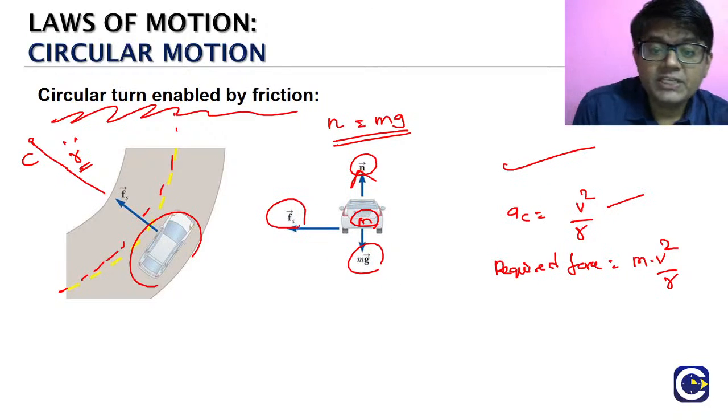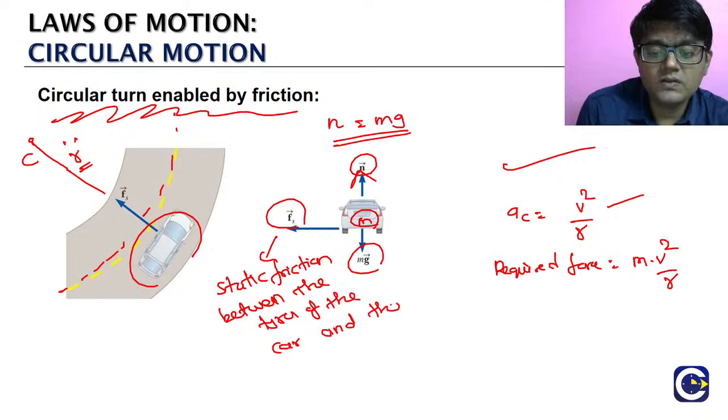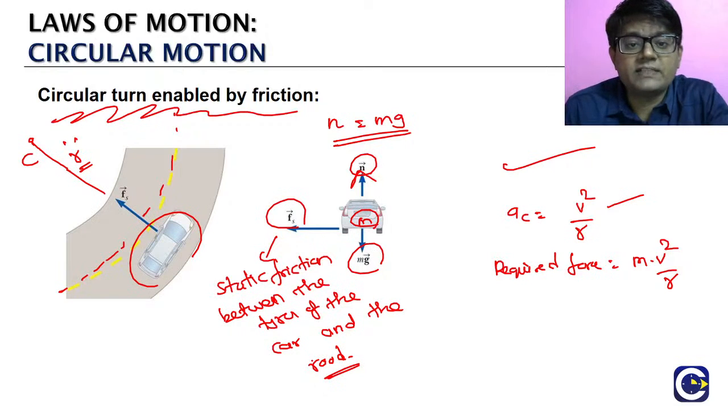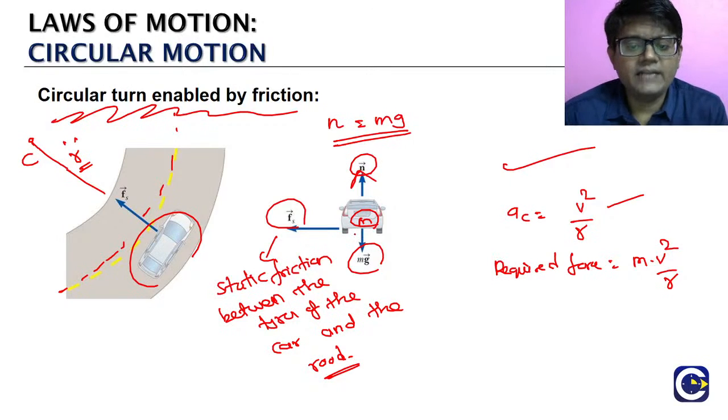Now, what is the force that is providing this centripetal acceleration? It is the static friction between the tires of the car and the road. So the force providing the centripetal acceleration is the static friction between the tires of the car and the road.